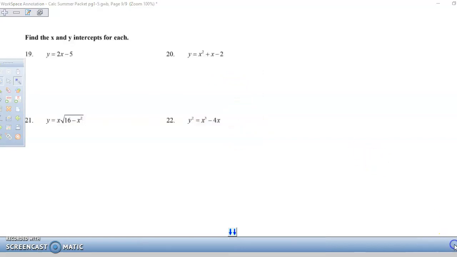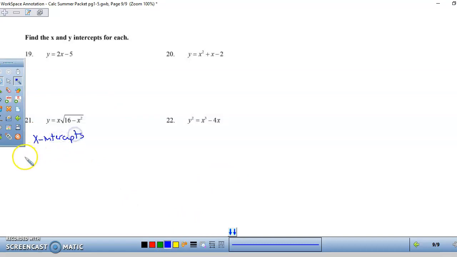So just giving you a couple of hints on one of the hard ones here, 21. So for your x-intercepts, you are going to plug in y equals 0. So 0 is equal to x times the square root of 16 minus x squared. Well, you're going to treat this kind of like a factoring problem. So you need to have one of these expressions be 0 so that they multiply to be 0. So either x is 0 or the square root of 16 minus x squared is 0. Those are your two options.